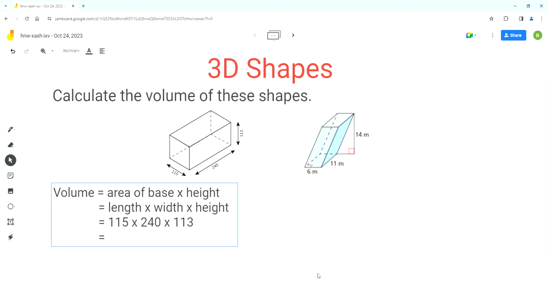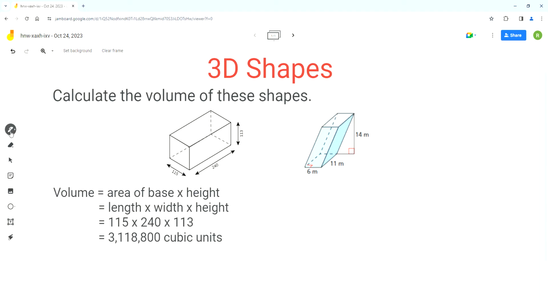I get 3118800, and since we are not given the unit, so it will be cubic units. So there's a very important concept we have to keep in mind, that for volume we use the cube. So this should be the final answer for the volume of this rectangular prism.